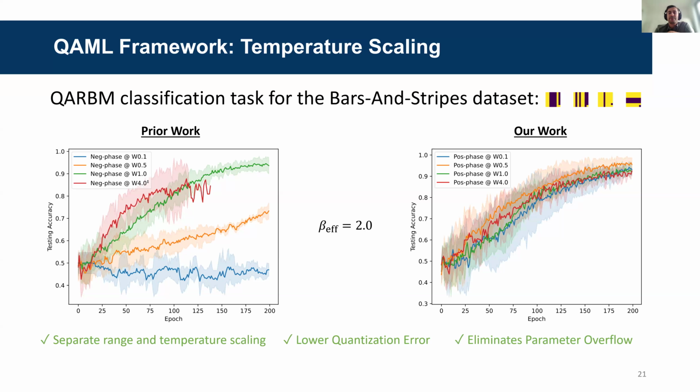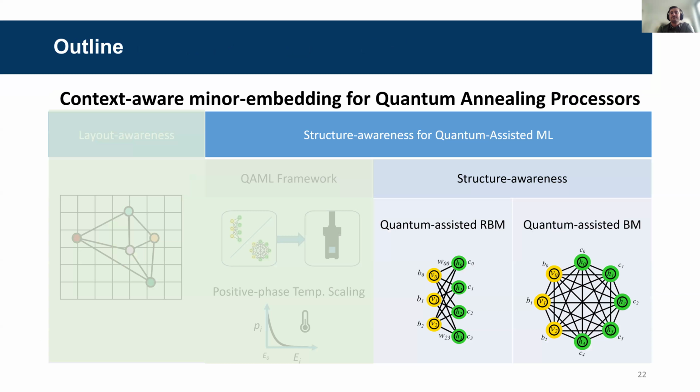When we train a model, we separate what we call the range scaling from the set temperature scaling. And this also results in lower quantization error because we're using the whole range of the device. That's really important. So this is a big change in the programming flow for restricted Boltzmann machines training using quantum assisted training with these quantum annealers. So with that in mind, we use that framework with all those characteristics for these next contributions.